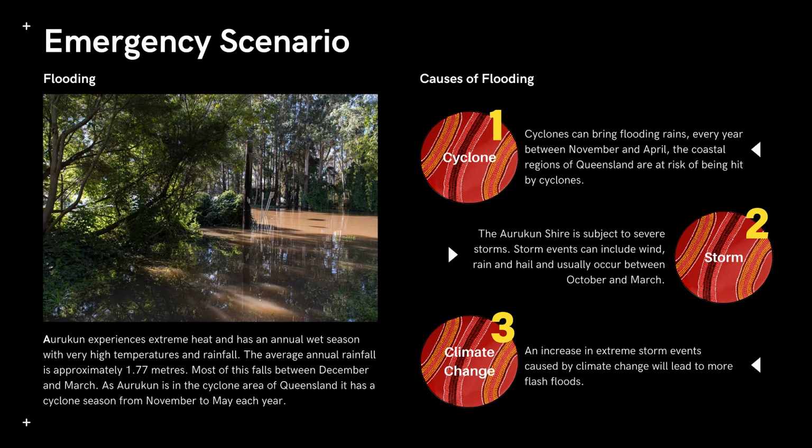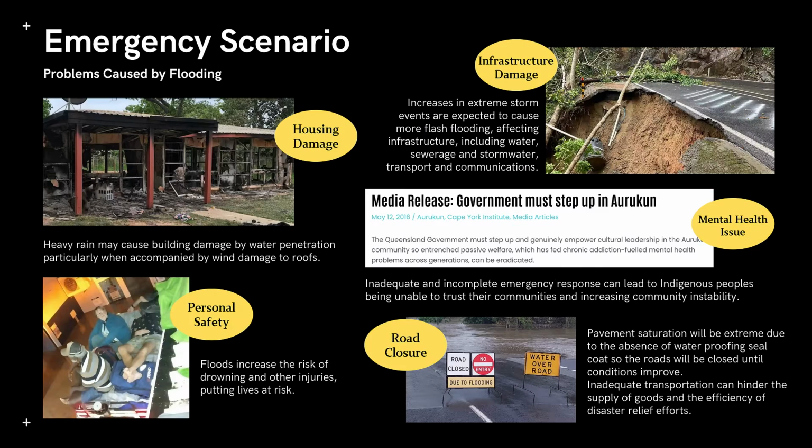The emergency scenario I focus on is flooding, which is primarily caused by cyclone-induced flooding rains, storms, and extreme storms caused by climate change. Floods can damage houses, putting the physical and mental well-being of Aboriginal people at risk. Damage to infrastructure and road closures caused by flooding can also add to their inconvenience.